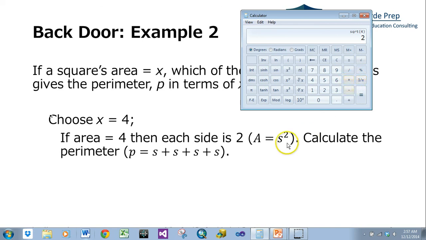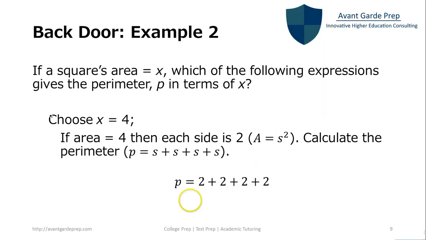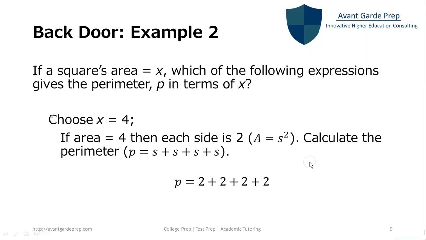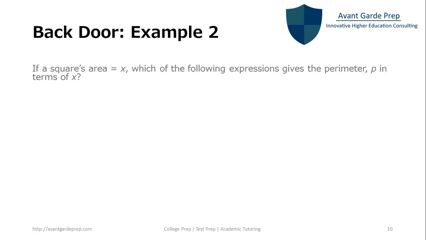So the perimeter is calculated by adding all the sides. And since the square has 4 sides, we'll simply add 2 plus 2 plus 2 plus 2. And so let's go ahead and do that. 2 plus 2 plus 2 plus 2, and that's going to give us 8. So our perimeter of the square with an area of 4 is 8. Now that we have this answer, we can plug our value for x of 4 into the problem and see what we get.